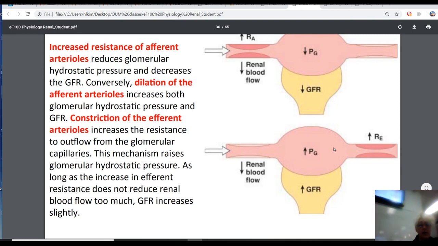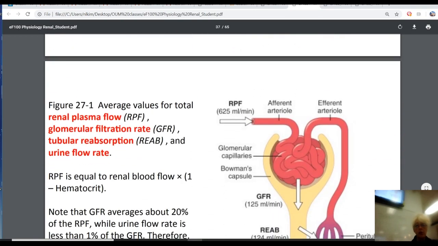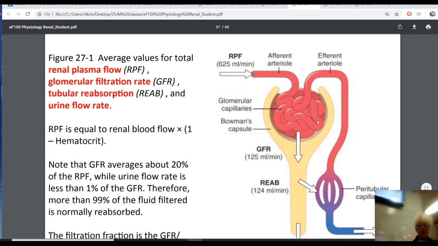Constriction of the efferent arterioles increases the resistance. So I guess here, I see what they're saying. Basically, if this resistance goes up, then it's going to push back. This is the corrective measure of our body. When this is low and you're dehydrated, then your efferent, going away, arterioles are going to constrict to push back whatever fluid is going out, so that the pressure will go up and the GFR will go up. This will evidently raise your blood pressure. So you see this, and this is the corrective measure.